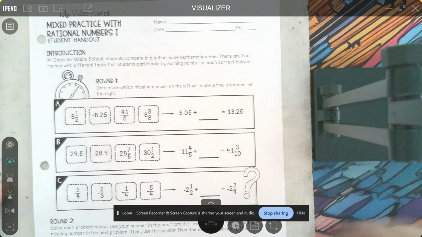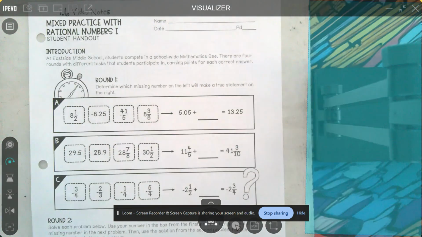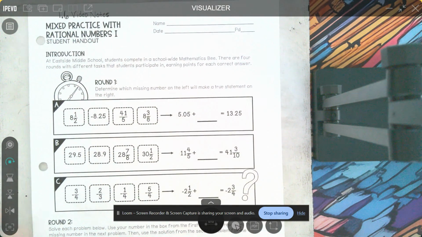At Eastside Middle School, students compete in a school-wide mathematics bee. There are 4 rounds with different tasks students participate in, earning points for each correct answer. Peeps, we have to get all these right, so make sure you're following along and answering the questions when I ask you to. Here we go.